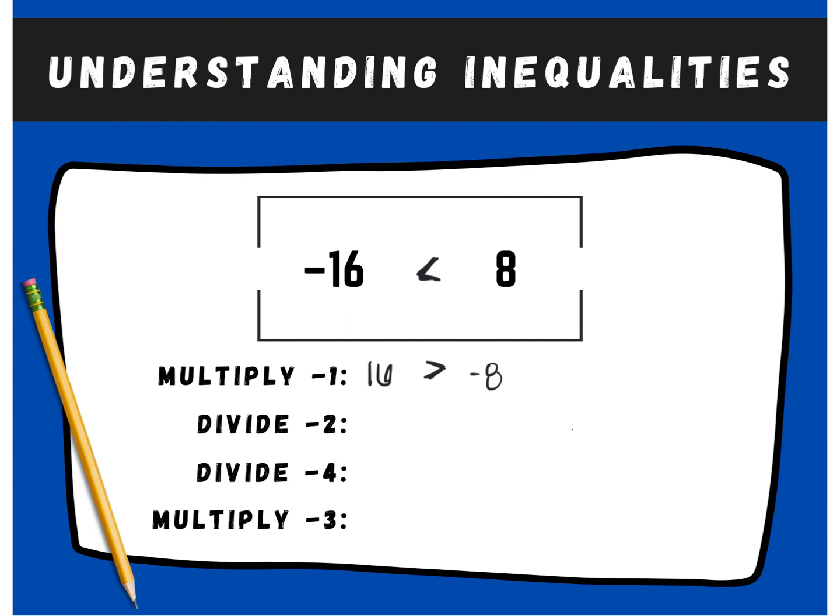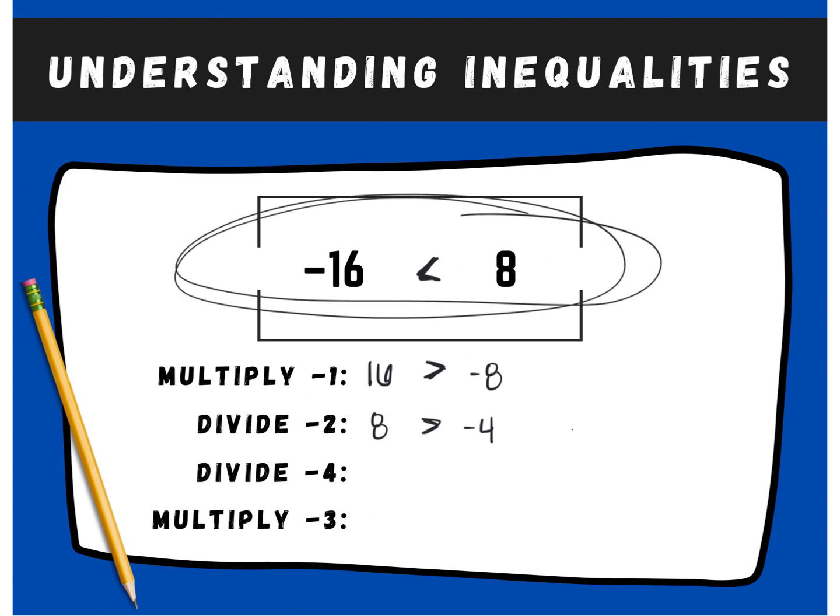Okay, so multiplying by negative 1 messes with our inequality a little bit. What happens if I instead divided them both by negative 2? Negative 16 divided by negative 2 is positive 8. 8 divided by negative 2 is negative 4. Same thing. My symbol has changed. So I had a less than in the original example, and now all of a sudden I'm working with greater than symbols. Let's keep going. Maybe those are a fluke. Let's see if it continues.